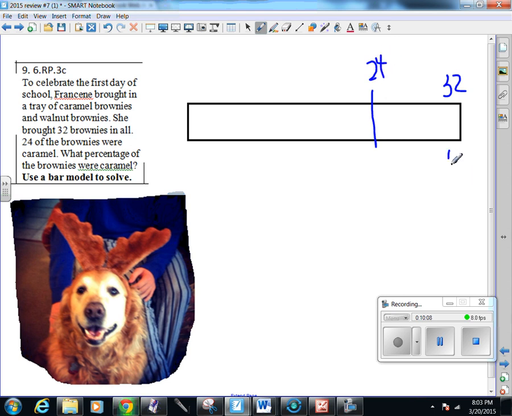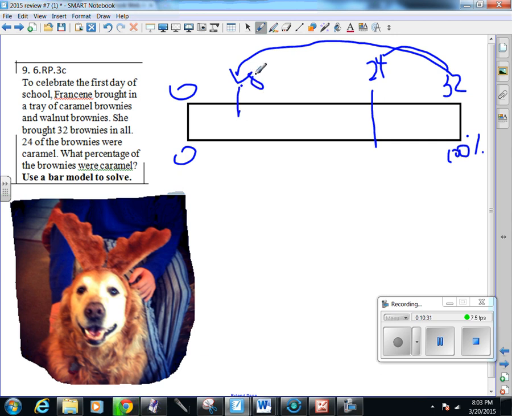So 32 is 100%. So remember, with a percent box, it's 0 and 0 and 100. So I've got to think about, how can I get down to here? Well, I can't get from here to here nicely. So I've got to come up with some number that I can go down to and then come back up to. So if I go down to 8, that means I'd have 8, 16, 24, 32. So that would make this the halfway point, which would make this 50%, and then work it out.